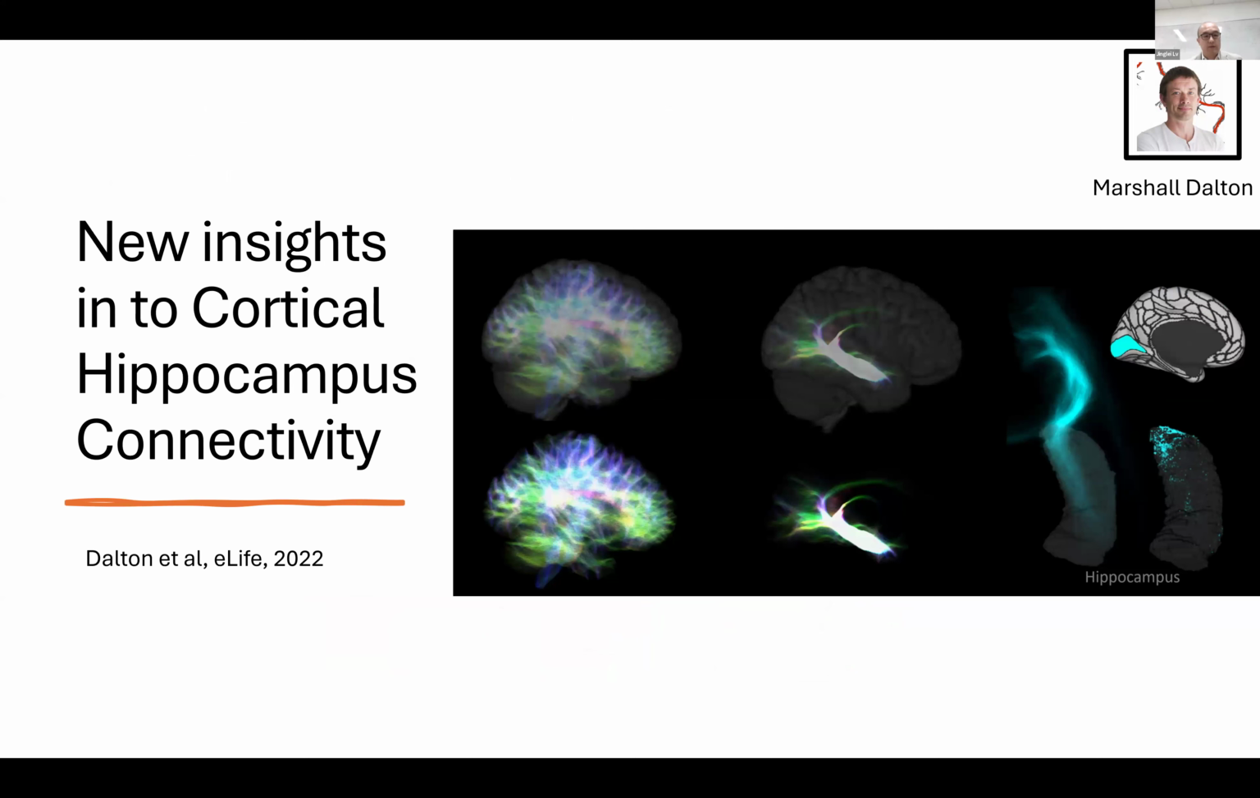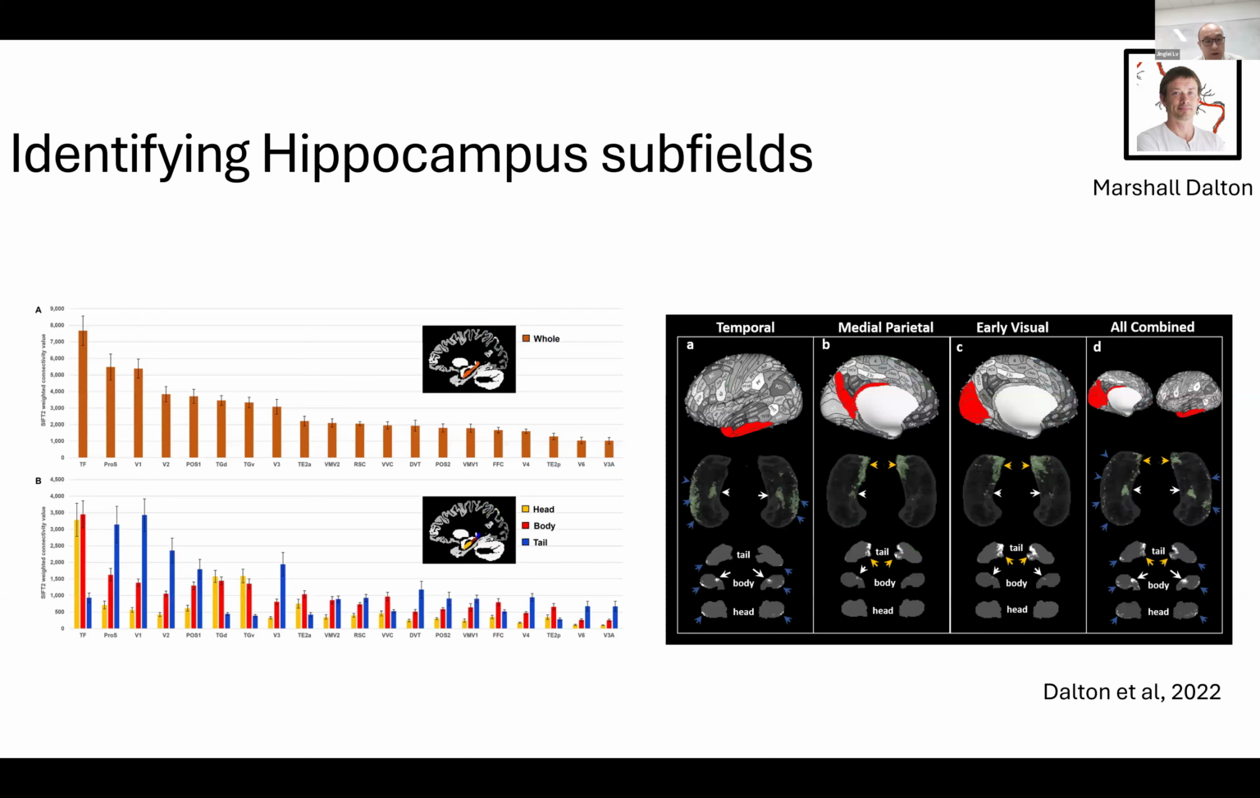Okay, let's look at the next example. This work is led by my colleague Marshall Darton. Marshall is using the multimodal template to look at the cortical-hippocampal connectivity. Based on the nice alignment provided by the multimodal registration, they found that different cortical regions preferentially connect to different subfields of the hippocampus.